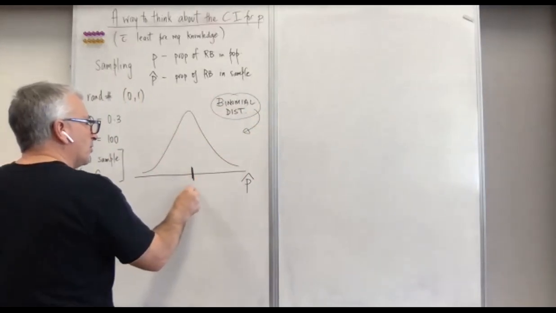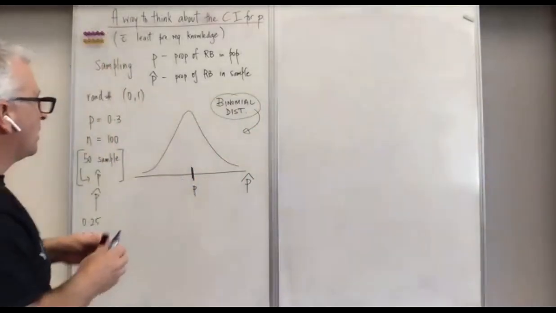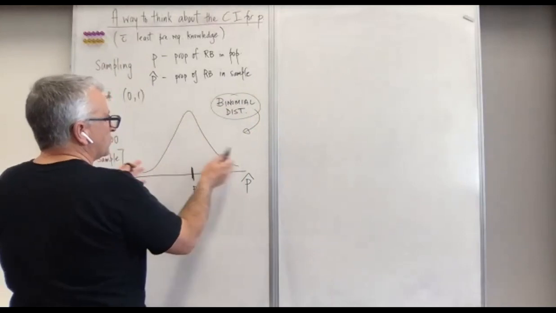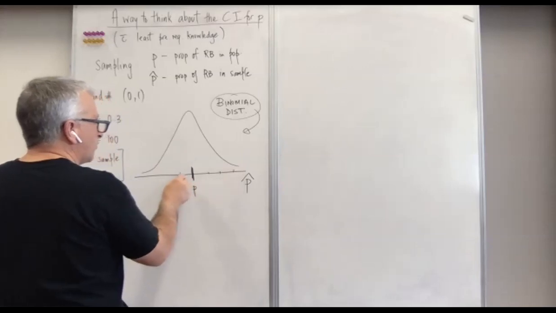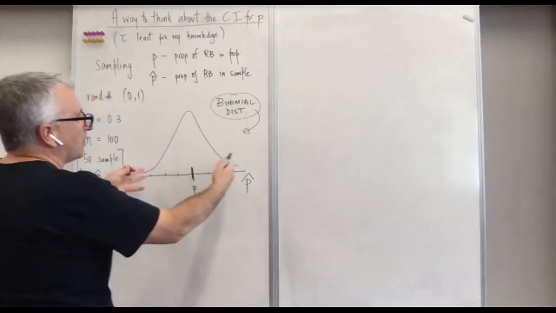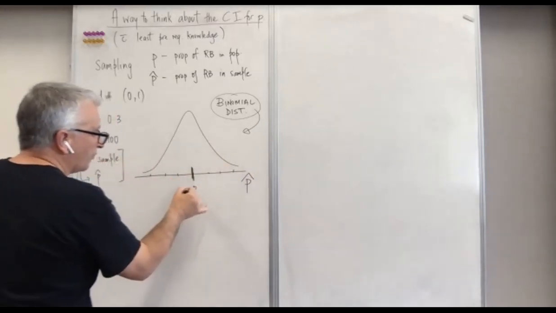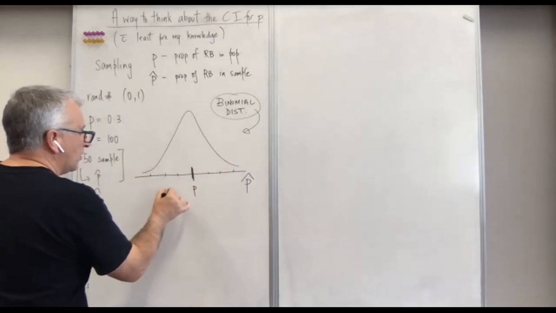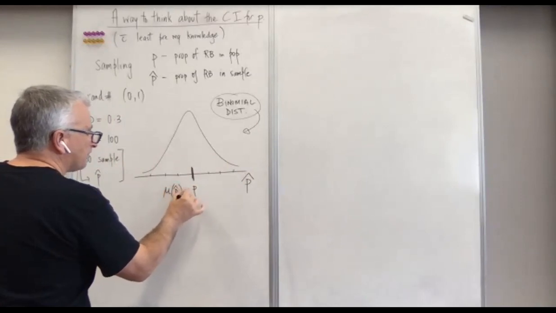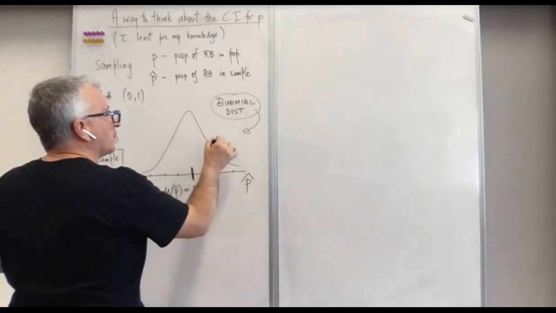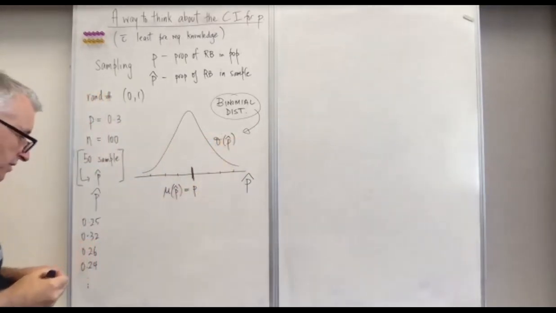In fact, the mean of that guy will be the population proportion P, which for us at the moment would be 0.3, and it will have a variation value or a standard deviation value. And of course, there'll be roughly 3 standard deviations going out here. The mean here, P, would be called mu of P hat. And the variation of this guy would be sigma of p hat.